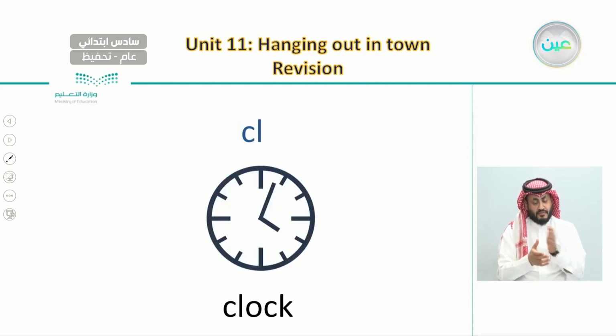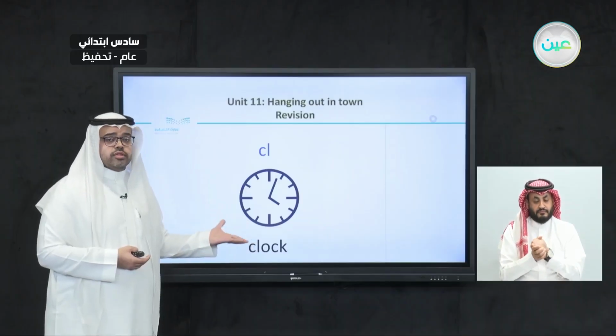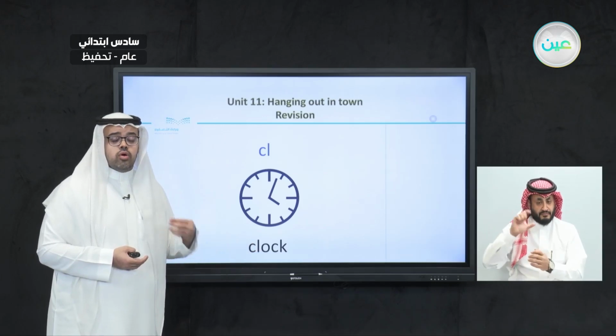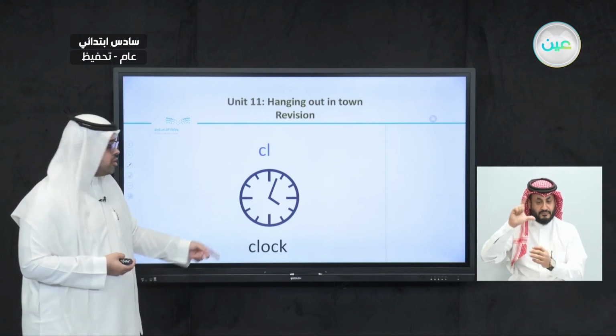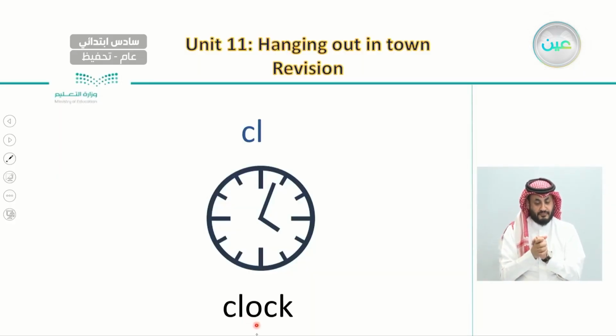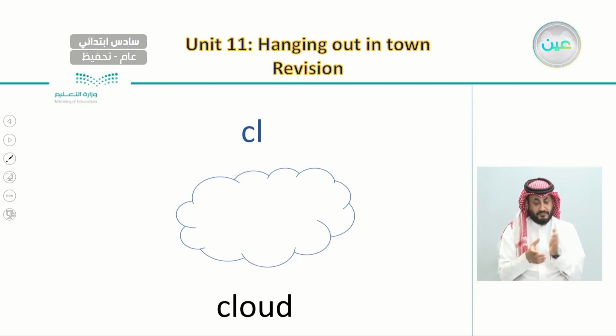Now this will lead us to the third blend we practiced last time, which is the blend that starts with C and L. Of course it starts with C and L, but it is pronounced with a K sound. The first word we have is clock. Say after me, clock. So clock starts with C and L, clock. And the second word with this blend is cloud.